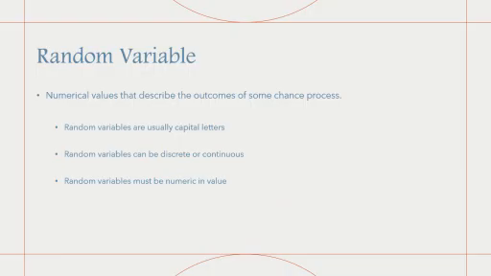Okay, so random variables. Now, numerical values that describe the outcome of some chance process. These are usually capital letters. Random variables can be discrete or continuous, and they must have a numeric value. We're going to go through and look at these. We're going to start off looking at discrete, and then we're going to turn into continuous.